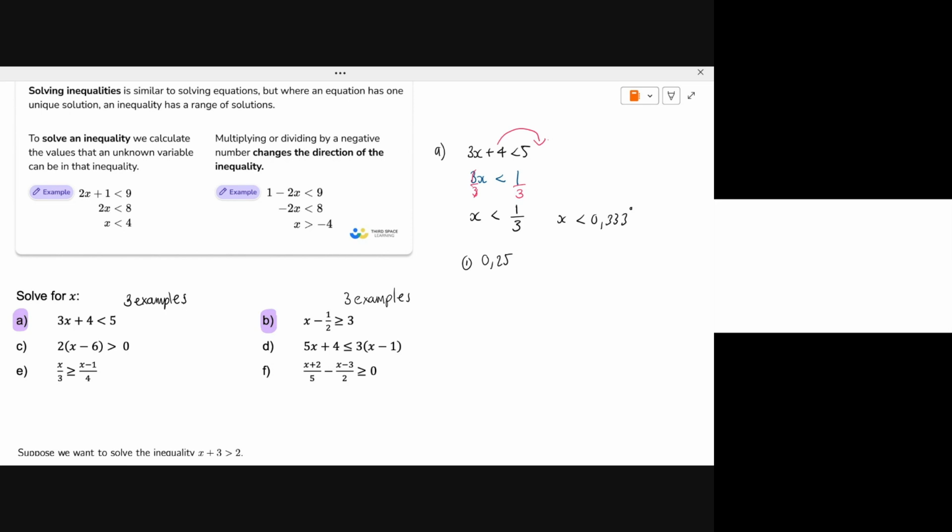Nobody? Anybody? Remember, that number just needs to be less than a third. The number just needs to be less than a third. And negative numbers would also work here.